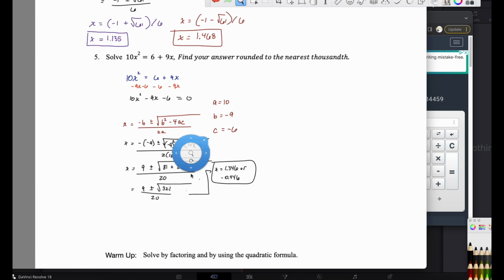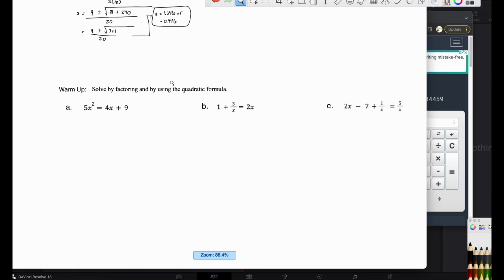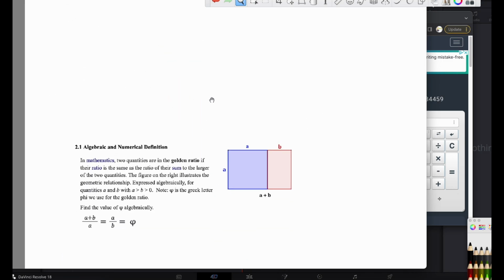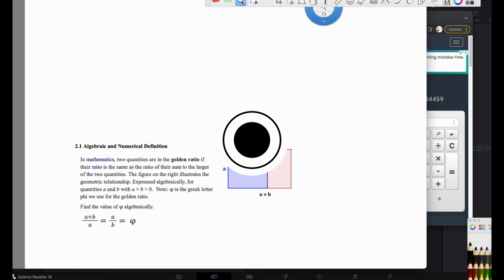Okay, tomorrow we'll do a couple more for our warm-up, and then we will tackle the algebraic and numerical definition of the golden ratio, and we will use what we have reviewed and learned to do that. All right, see y'all later.